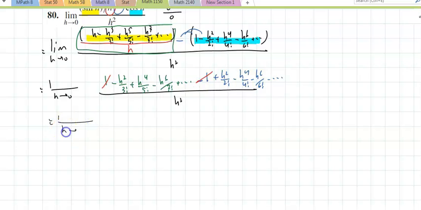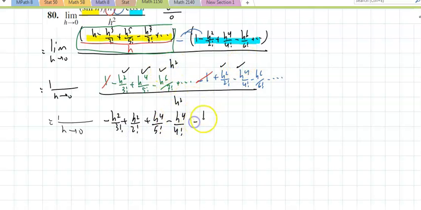This is actually the limit as h approaches 0. And this is negative h squared over 3 factorial plus h squared over 2 factorial plus h to the 4 over 5 factorial minus h to the 4 over 4 factorial minus h to the 6 over 7 factorial minus h to the 6 over 6 factorial. I think I missed a sign somewhere. That's a minus, that's a plus. That should be a plus right there. Okay, now we're good. And the list goes on.